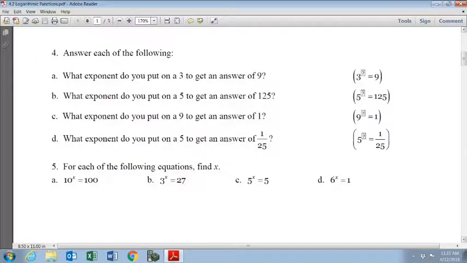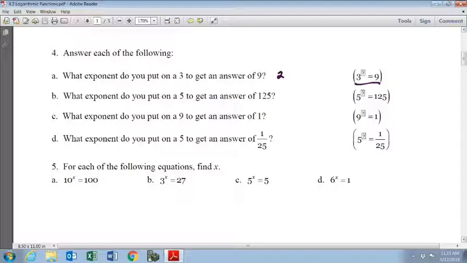So we're going to do a little workout with our exponents. Let's see how well you know your exponents here. It says on A here, what exponent do you put on a 3 to get an answer of 9? Over here you can see that's basically what we're looking at. What exponent do we put on a 3 to get 9? Well, we know 3 squared is 9, so the answer here is 2.